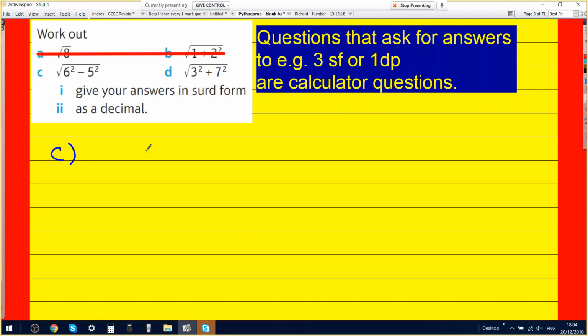6 squared, that's 36. Take away 5 squared is 25. That's 11. So it's just the square root of 11. Okay, so that's surd form. That means square root form. And how about D?